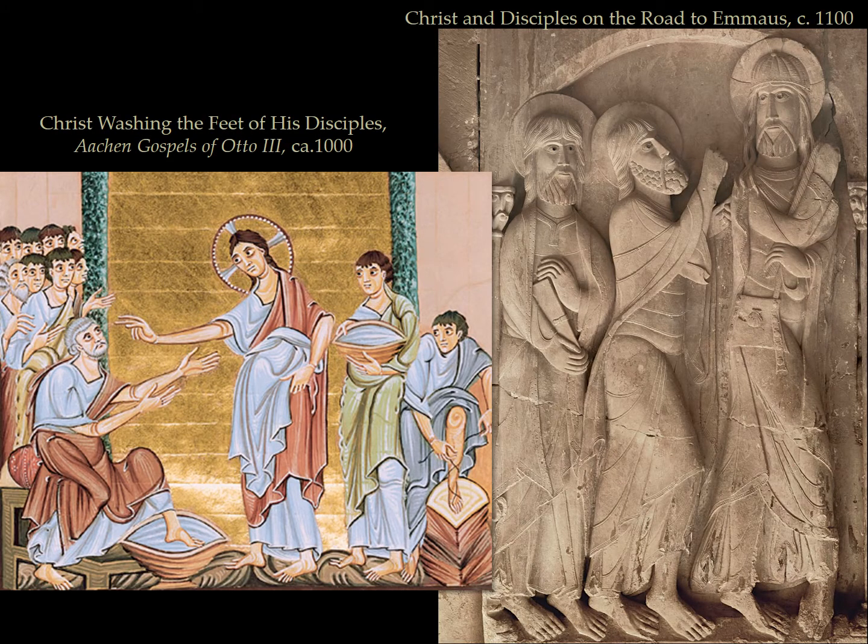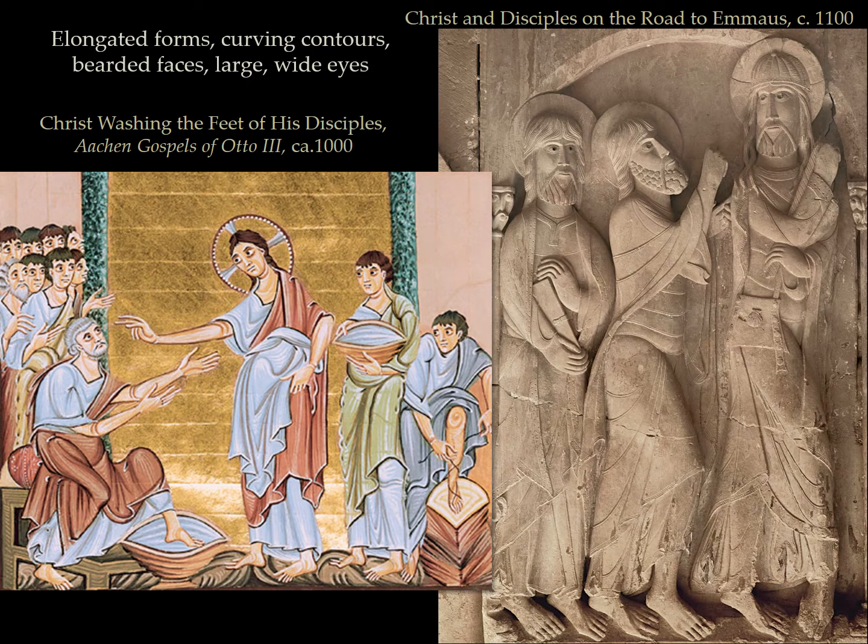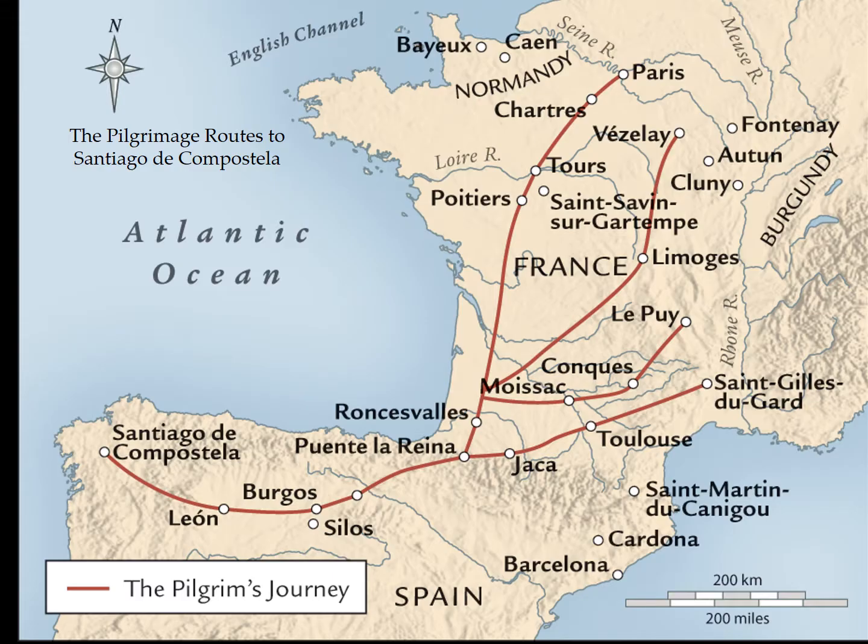The figural style, as we left off last time, is going to be heavily indebted to that Byzantine style, which is attenuated and, of course, defined by contours, stylization, and outlines. The elongated forms, the curving contours, the bearded faces and large wide eyes, all of which derive from the Ottonian style, which directly precedes the Romanesque.